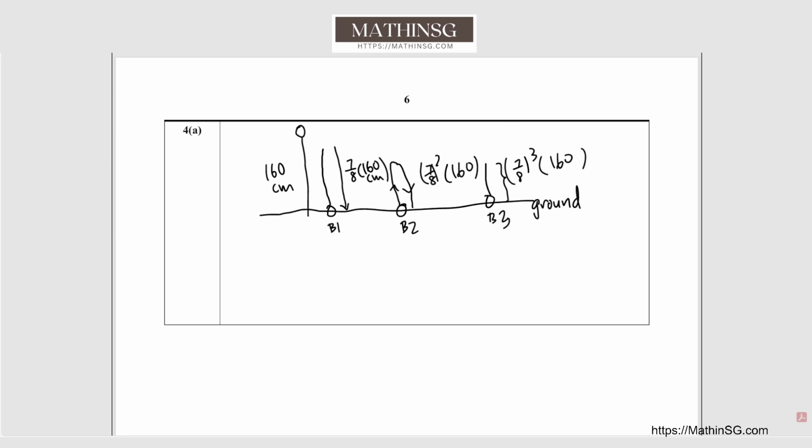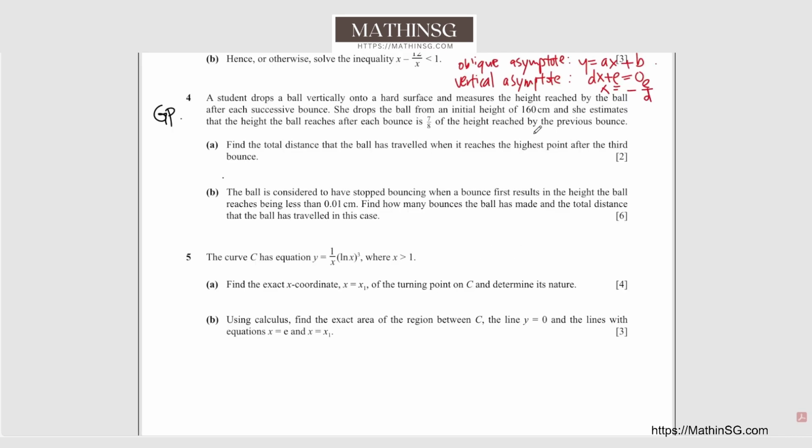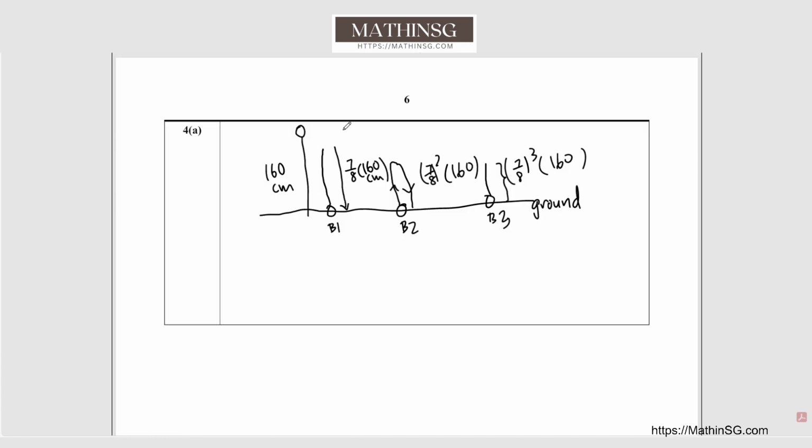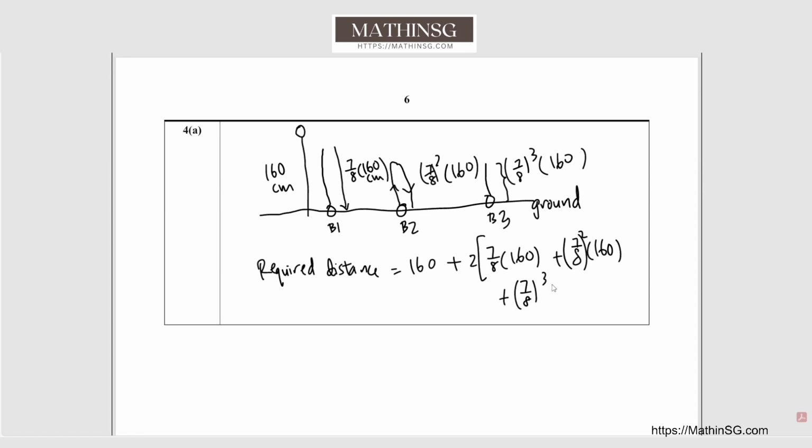So the question in 4a asks us to find the total distance traveled when it reaches the highest point after the third bounce. So basically, we are going to find this distance plus this distance plus this distance plus this distance here. So the required distance is equal to 160 plus 2 times 7 over 8 times 160 plus 2 times 7 over 8 squared times 160 plus 7 over 8 cubed. Oh, don't need.